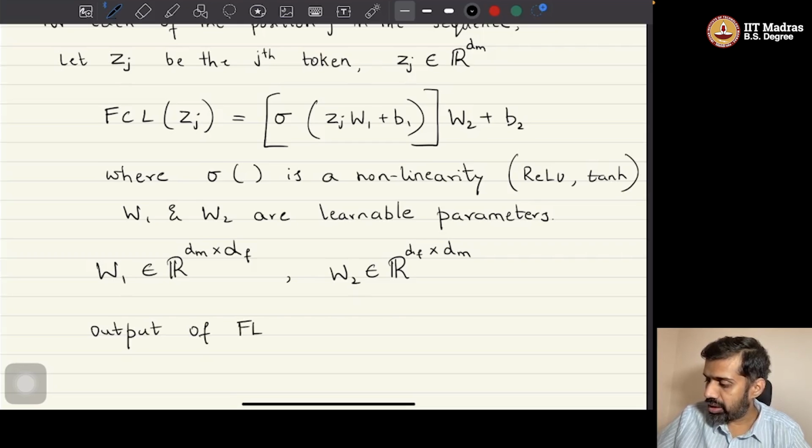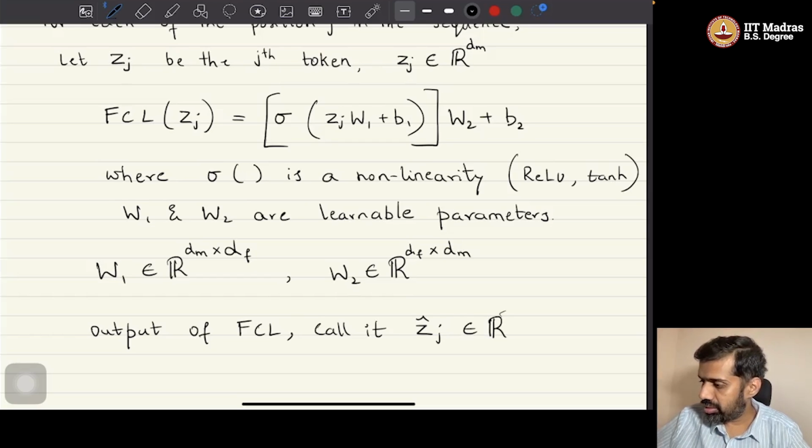Once this is done, the output of this fully connected layer, call it z cap j, will be in the same dimension as that of z, because we have adjusted our W1 and W2 so that the output is in dimension dm. So there will be T tokens, all of them in dm dimensions.